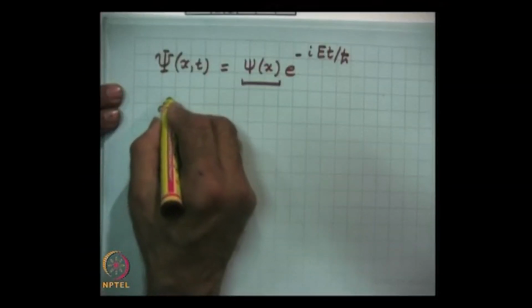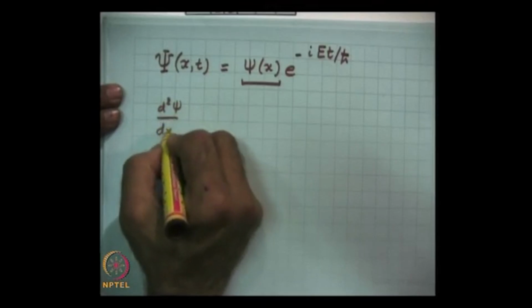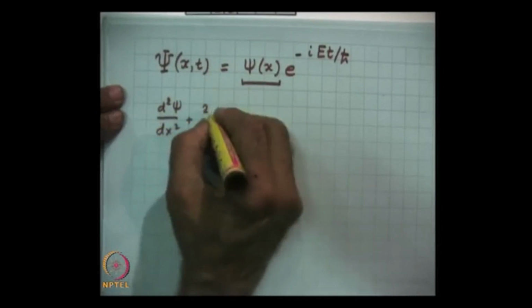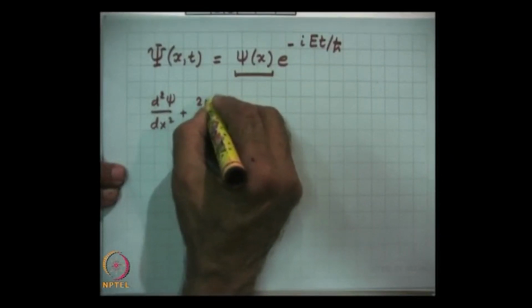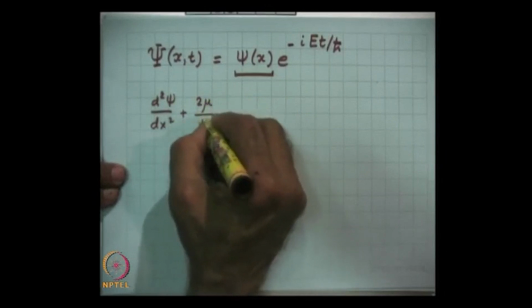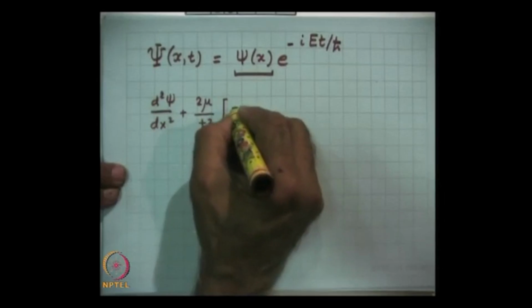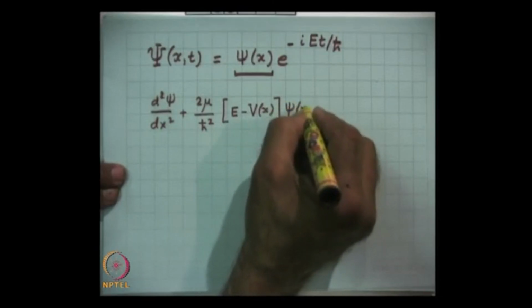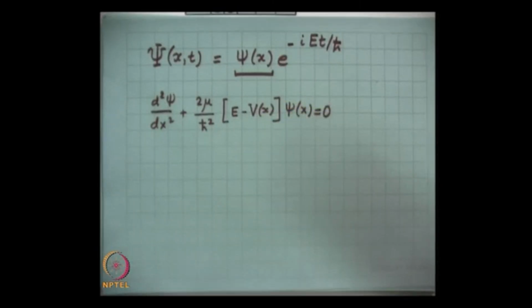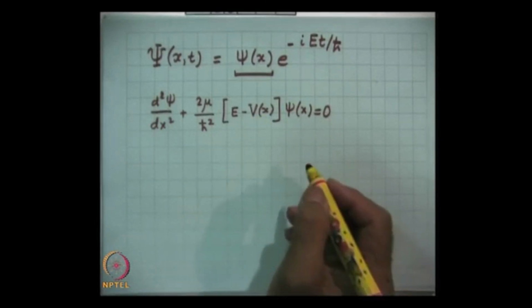So, till now our analysis is valid. What is psi of x? Psi of x satisfies this equation: d2 psi by dx square plus 2 mu by h cross square (E minus V of x) psi of x is equal to 0. Let me replace m by mu, the mass of the particle, for reasons that will become clear in a moment. This is a general equation. The only assumption is that the potential energy function is independent of time.